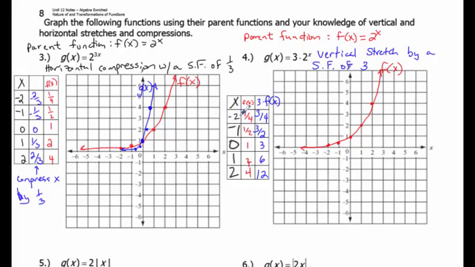So now I have -2, 3/4. I have -1, 1.5. I have 0, 3. 1, 6. And 2, 12 would be way off the graph. And we're going to label this g of x.